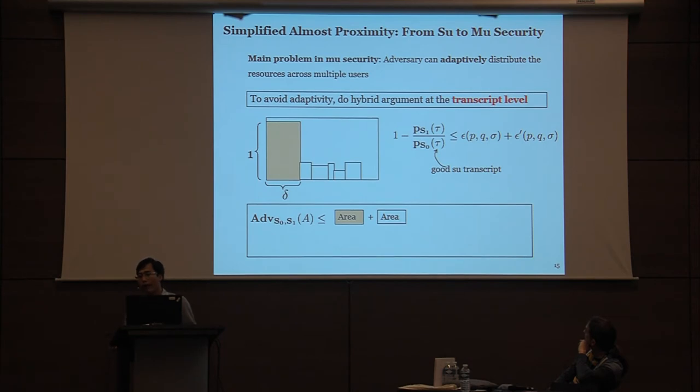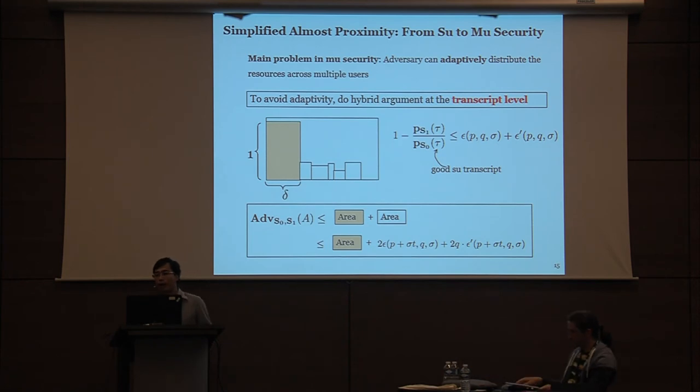Now recall that if the adversary is non-adaptive, then you can bound the blue area by epsilon plus Q epsilon prime. For adaptive adversaries, if you use the hybrid argument at the transcript level, you can obtain essentially the same bound, but now there's an extra multiplicative factor, because it's probably an artifact of our technique.